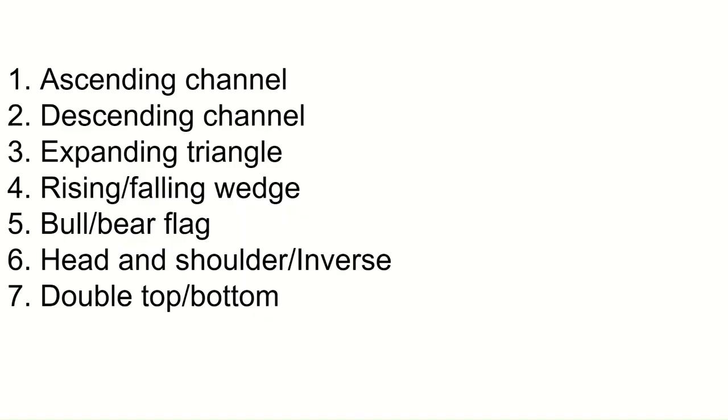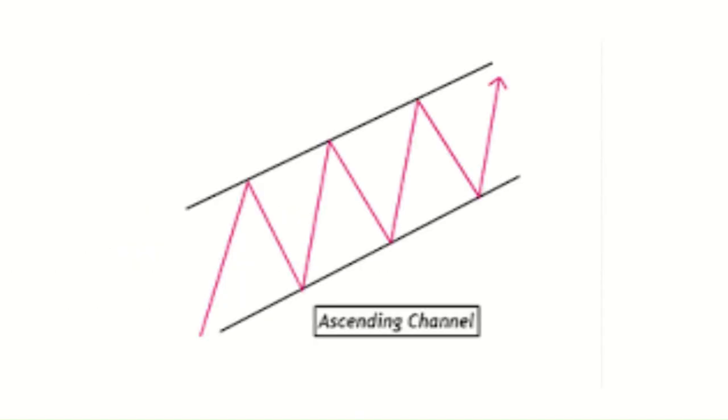So number one, ascending channel. Number two is descending channel. Number three is expanding triangle. Number four is rising and falling wedge. Number five is bull and bear flag. And number six is head and shoulders, then inverse head and shoulders also. Then number seven is double top or double bottom. So let me show you some of them.